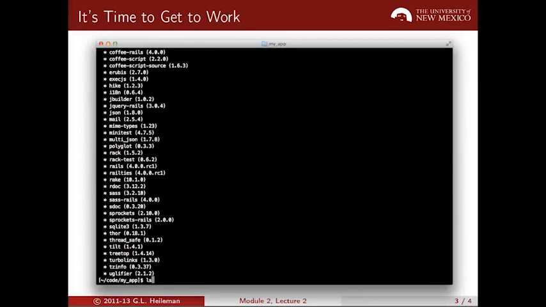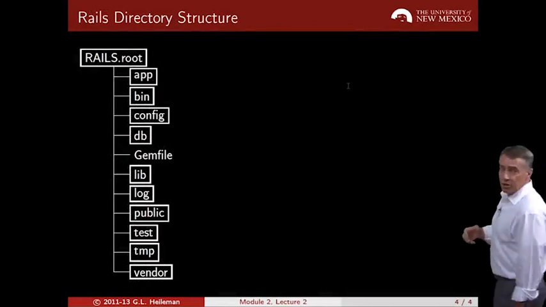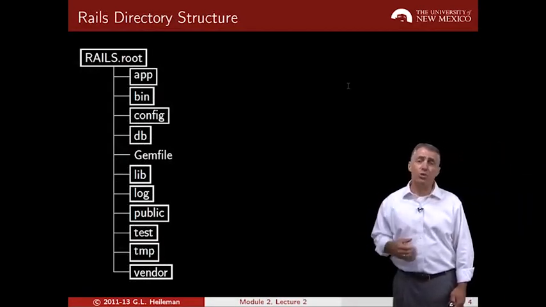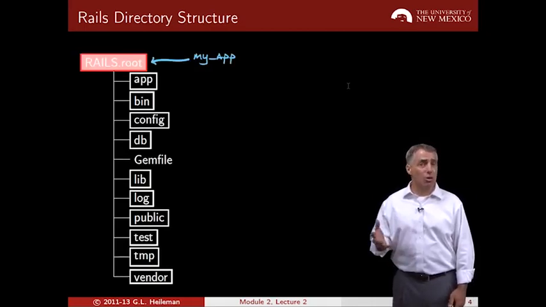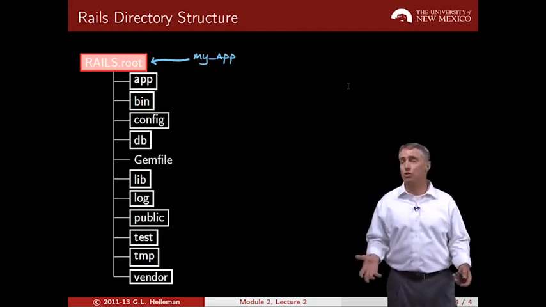If I type ls, you can see a list of the files that the Rails new generator created for us. Let's talk about each of those now. Let's take a look at the directories that the Rails application created for us. There's RAILS.root at the top, and in this case it's called my_app. It's going to be the name that you use when you ran the Rails new command.